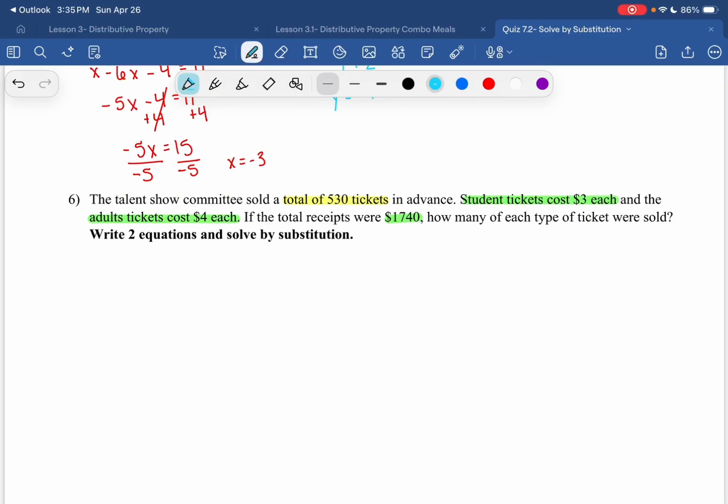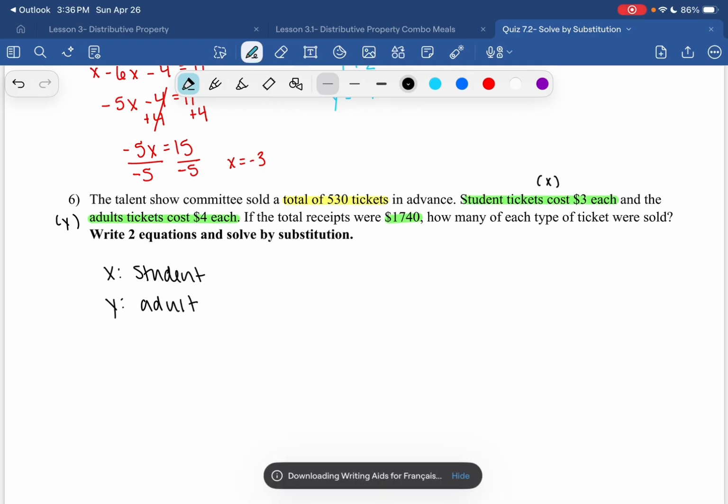So remember, every time we read a word problem, we find an x and a y, right? So let's put x for student tickets and y for adult. So first thing I would have done is put x is student tickets and y is the amount of adult tickets sold. Okay, next I'm going to look, and we do have 2 totals. So we can write 2 equations because we have 2 totals. So something is going to equal those 2 totals, right?